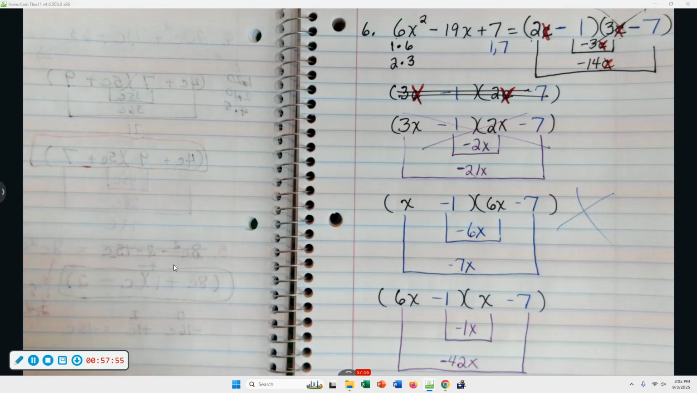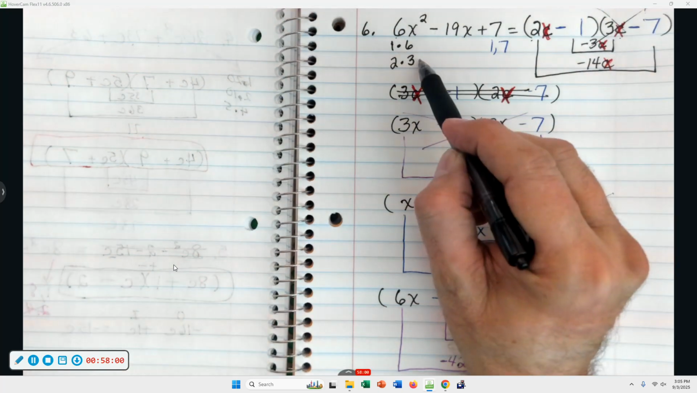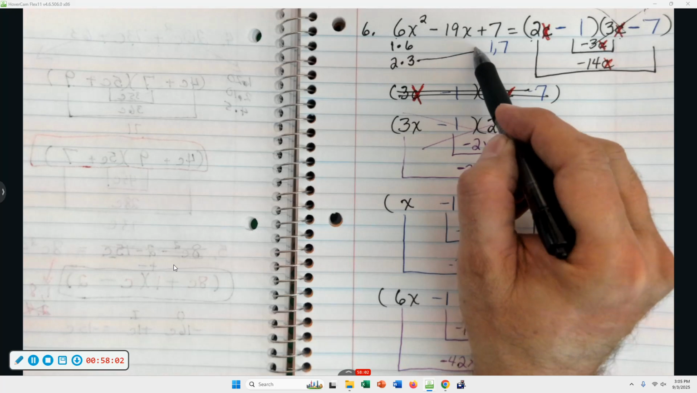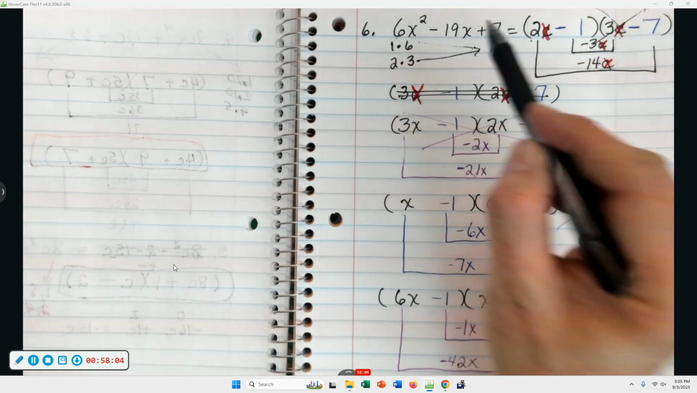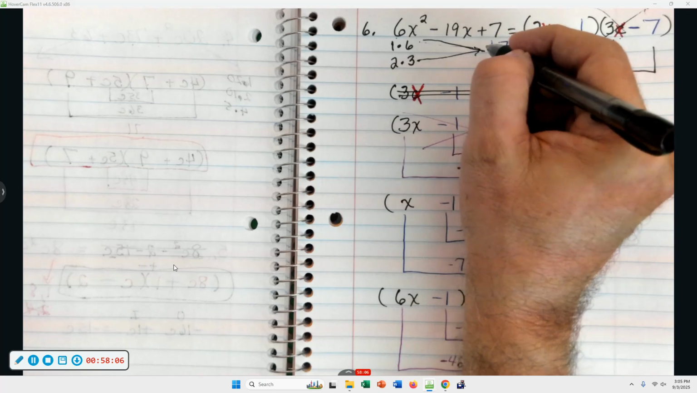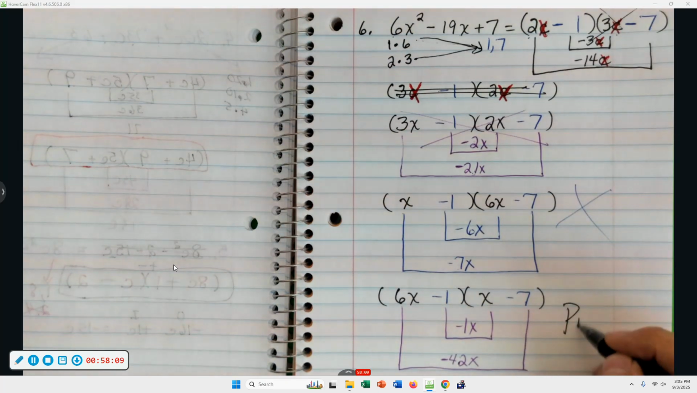We've gone through every possibility. What do we have to conclude? Can that trinomial be factored? No, so it's prime. Either they'll want you to say not factorable or prime.